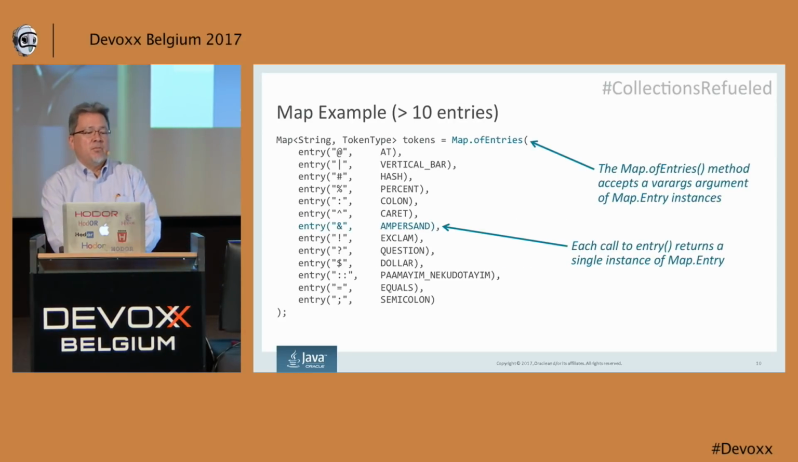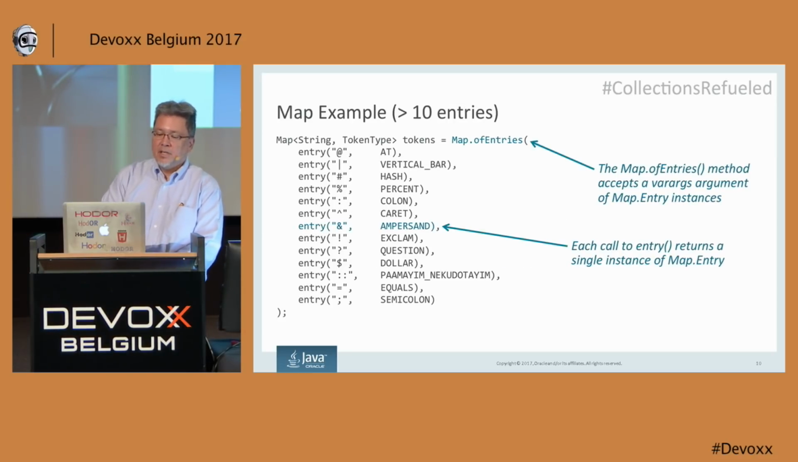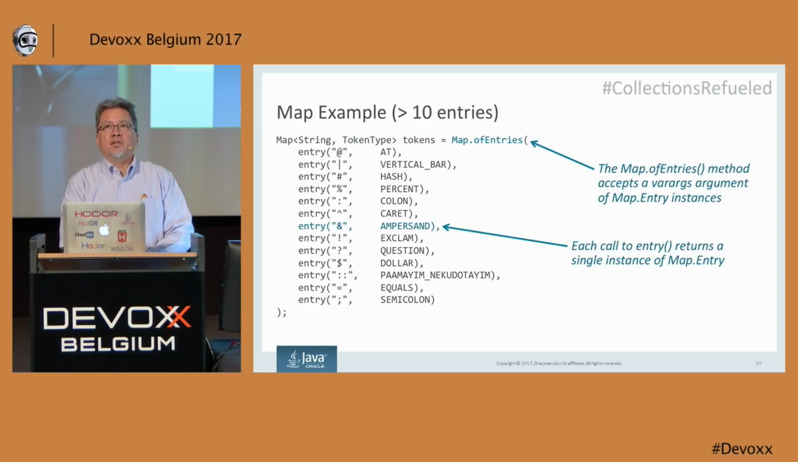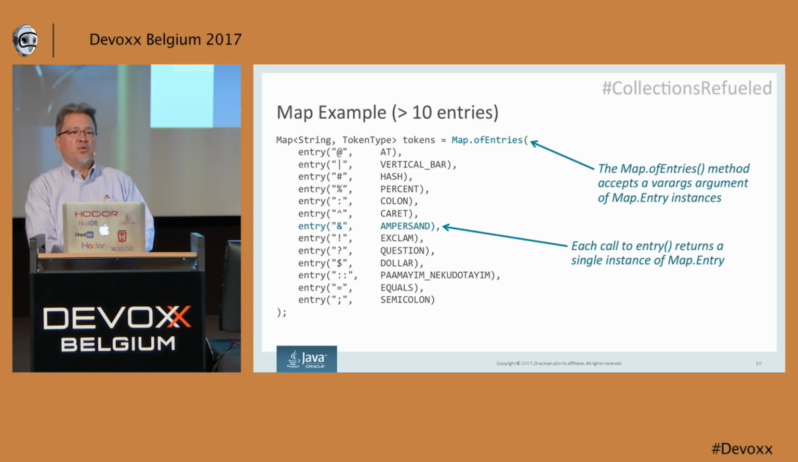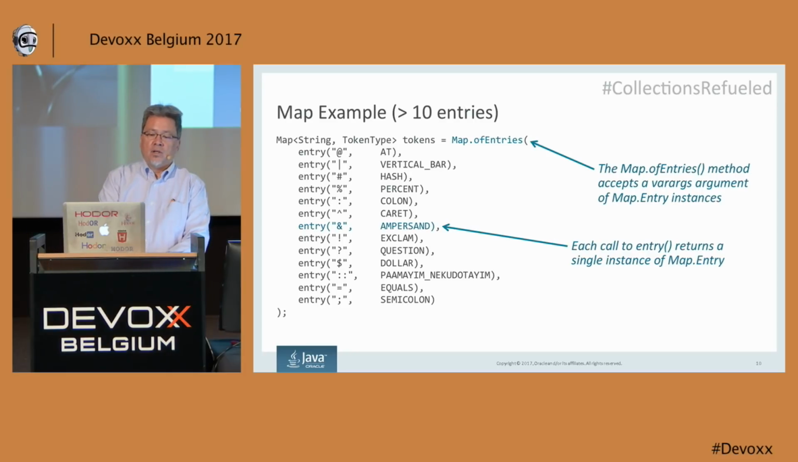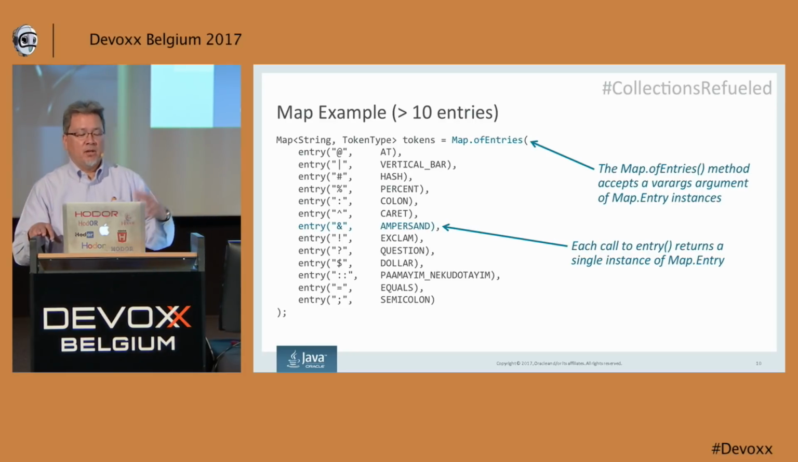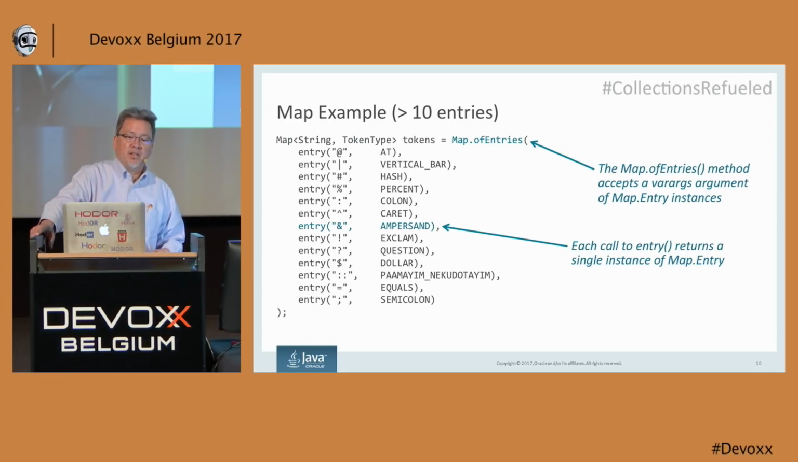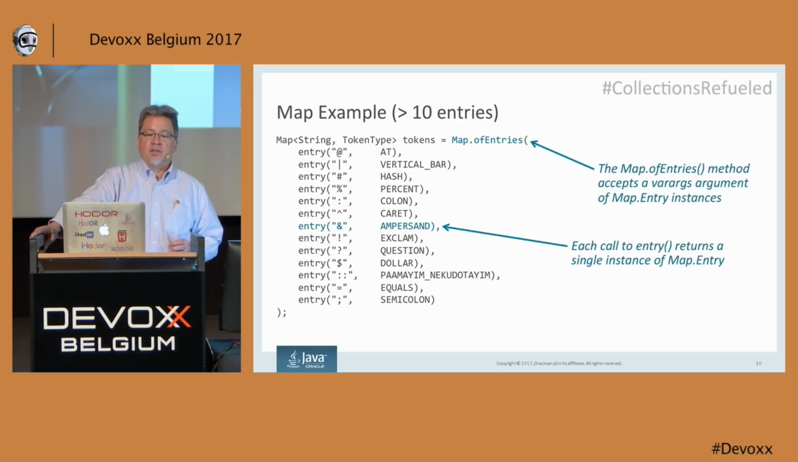All right, now here is an example of using a map with more than 10 entries. In this case, you have to fail over to using the Map.ofEntries method instead of Map.of, and here you have to have a succession of calls to the entry method. If you're writing a parser or something, you might have a mapping from string to token type. So here we just have a succession of entries with some kind of string and some enumeration constant. That gets kind of verbose, but it's still nicer, I think, than initializing a hash map this way.